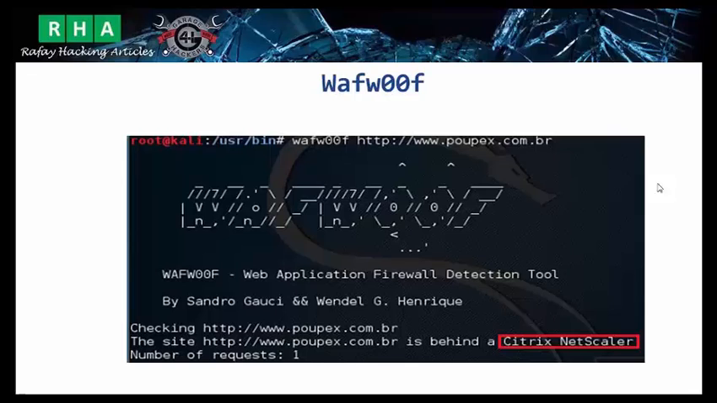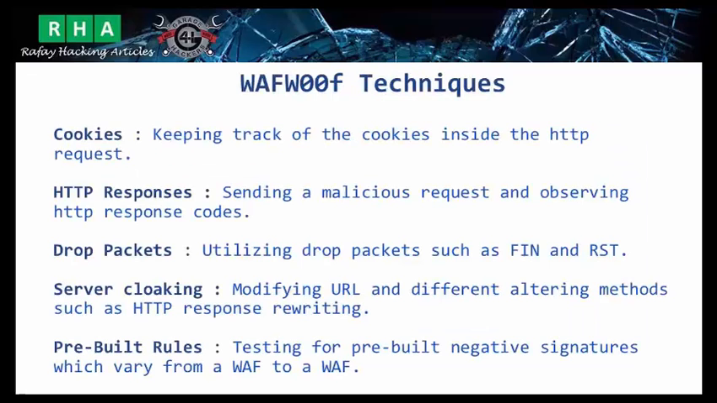So this is a website, popix.com.br, and we just run Wafwoof followed by the URL that we wish to test. Based upon the cookie check, it has figured out that it is up against Citrix Netscaler. So what are the techniques that Wafwoof uses? Cookies, we already discussed. We also discussed HTTP response codes.